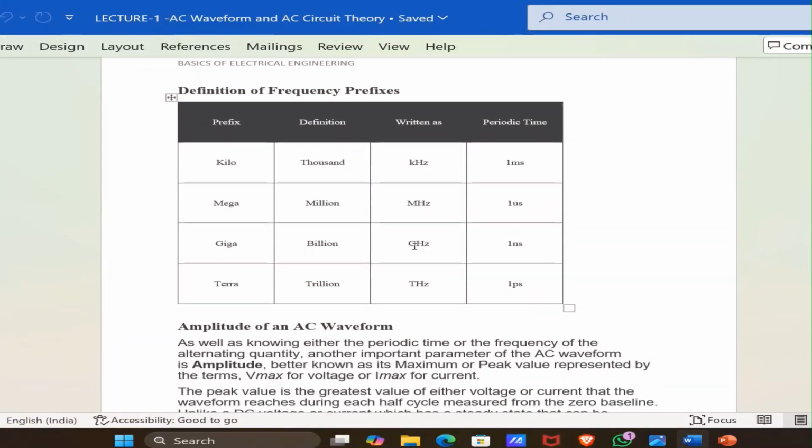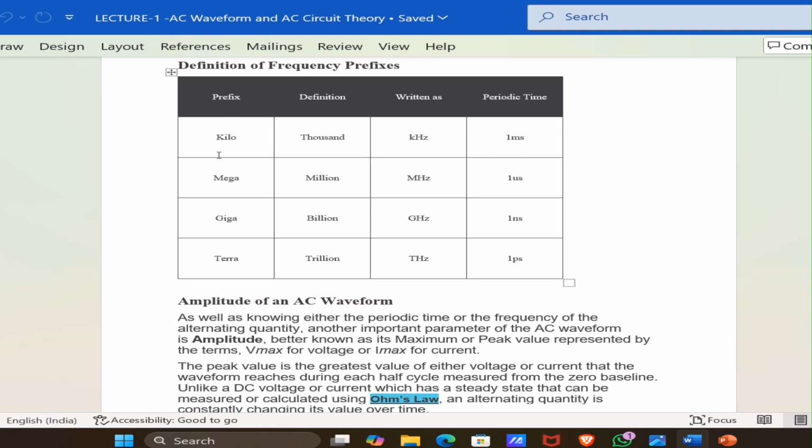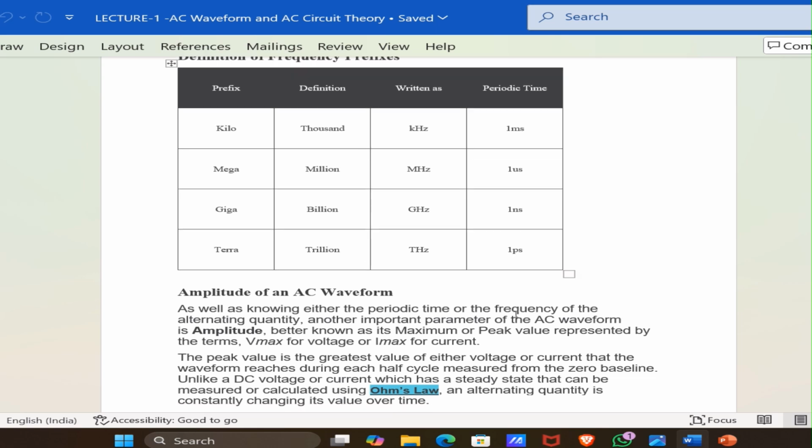All right. Some of the definitions of the frequency prefixes like kilo, mega, giga, tera. These are the prefixes that are used, like kilohertz, megahertz, gigahertz, terahertz. These are the types of the frequency that is used. So what does it mean? In fact, kilohertz means 1 millisecond of time period. Megahertz means 1 microsecond of the time period. Gigahertz means 1 nanosecond of the time period. And terahertz means 1 picosecond of the time period.